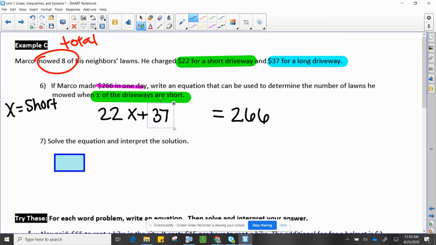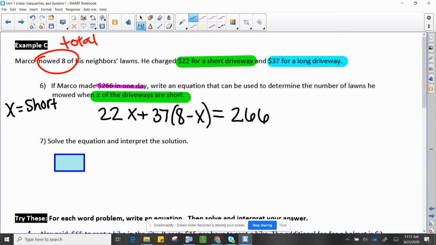So how do I figure out how to do a long one? And we kind of got to think about it a little different. We have to take the total driveways he did and subtract the short driveways. So it's similar to what I did with the numbers, but just a little different in terms of how we write it. So I know X are short. That means I have some long, so I take the total he did and subtract off the ones that are short.